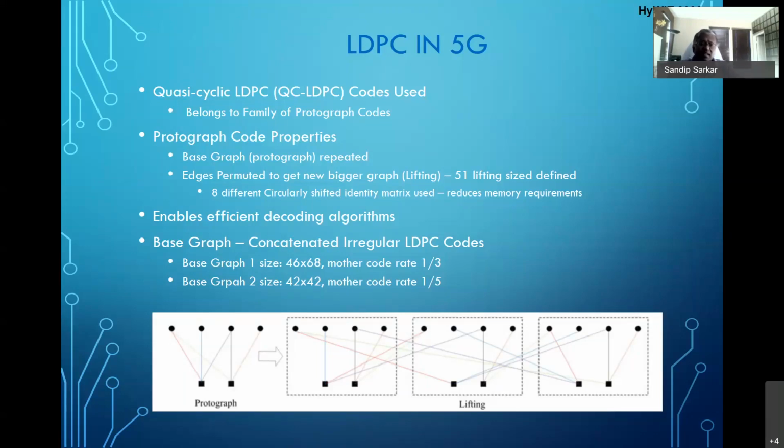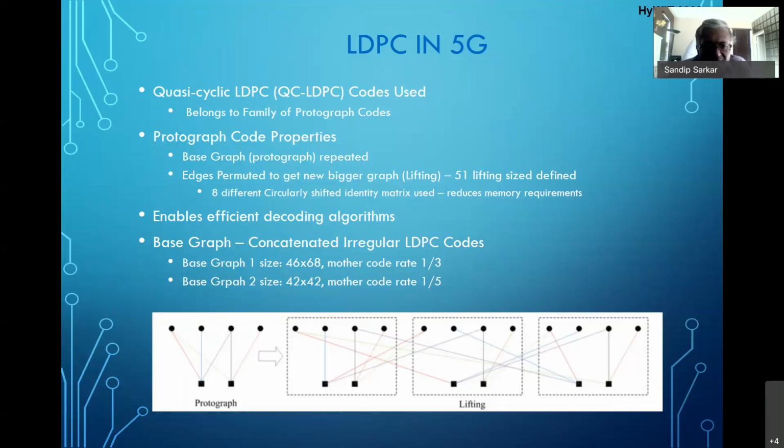So what is done is we use a protograph code where we have a base graph. This base graph is what is known as a protograph, and then it is lifted. By lifted, we mean that the connections of the graph are changed in the way that is shown in this figure. So from the base graph, you obtain a new graph through this process of lifting, so that it leads to an efficient decoding algorithm.